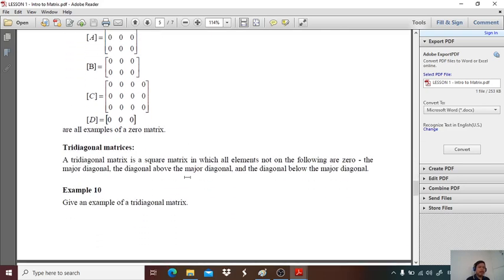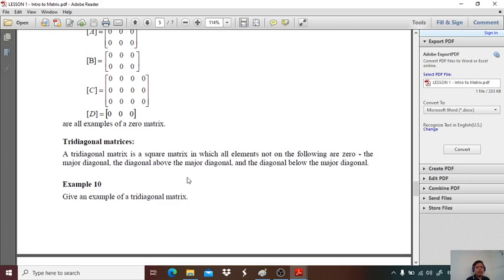Next, how about the tridiagonal matrices? A tridiagonal matrix is a square matrix in which all the elements not on the following diagonals are zeros. So we have the major diagonal, which is the main diagonal: A11, A22, A33, A44. That is the major diagonal. Next are the diagonal above and the diagonal below.